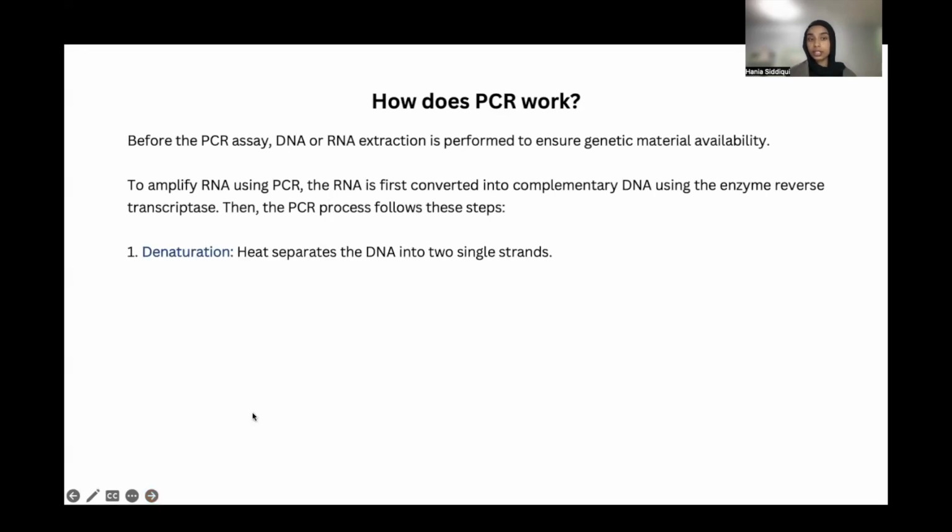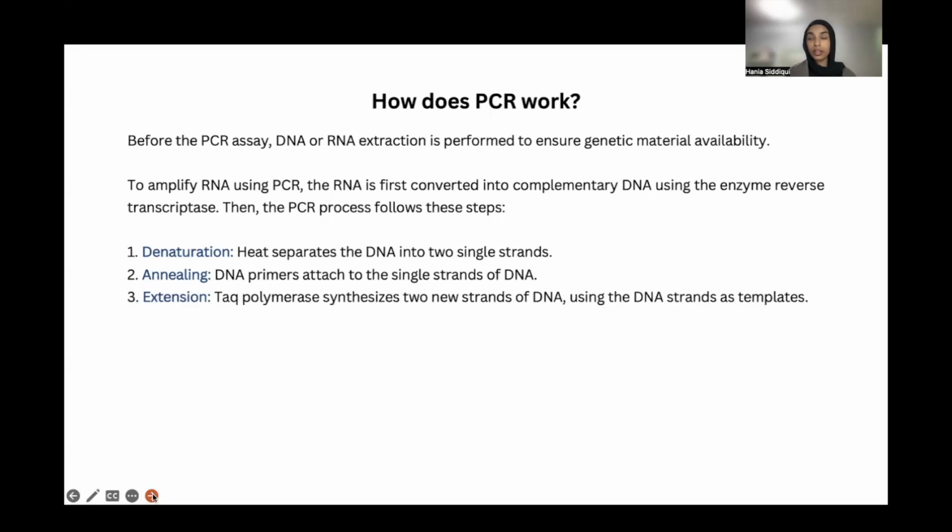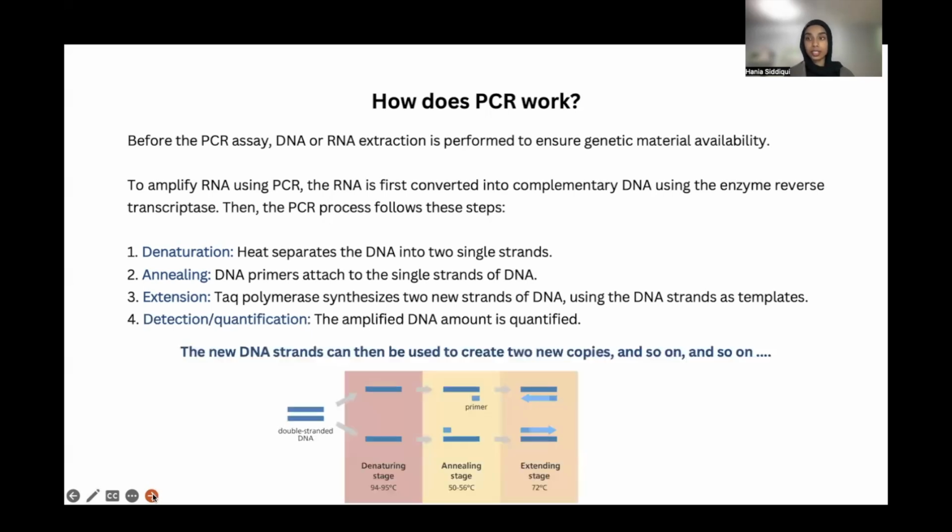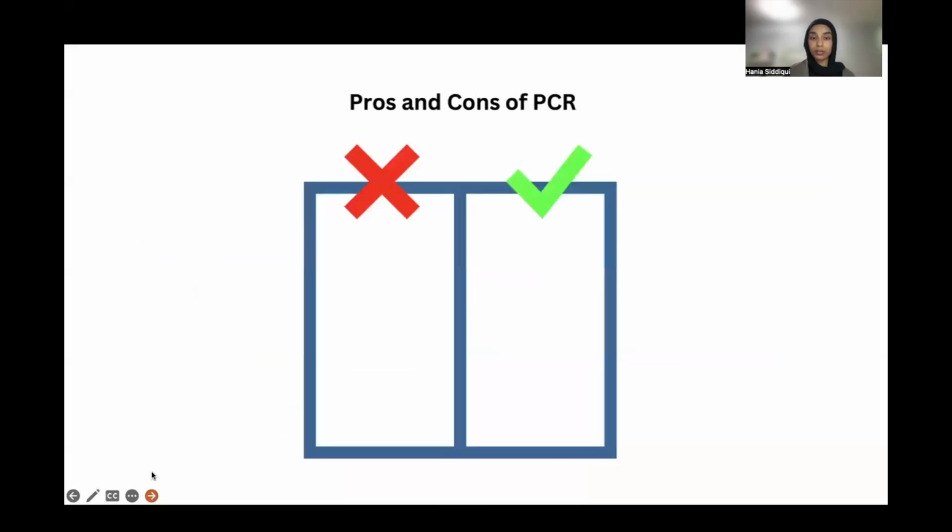1. Denaturation. So heat is applied to separate the DNA into two single strands. 2. Annealing. So DNA primers attach to the single strands of DNA. 3. Extension. So Taq polymerase enzyme synthesizes two new strands of DNA using the DNA strands as templates. 4. Detection and quantification. So the amplified DNA amount is quantified, and the DNA strands can then be used to create two new copies, and so on and so on.